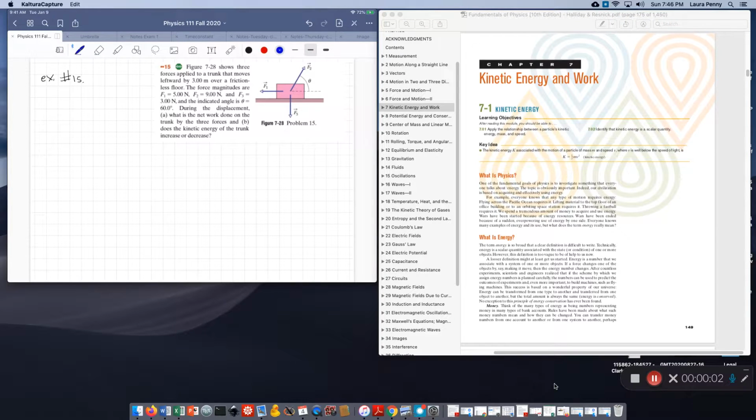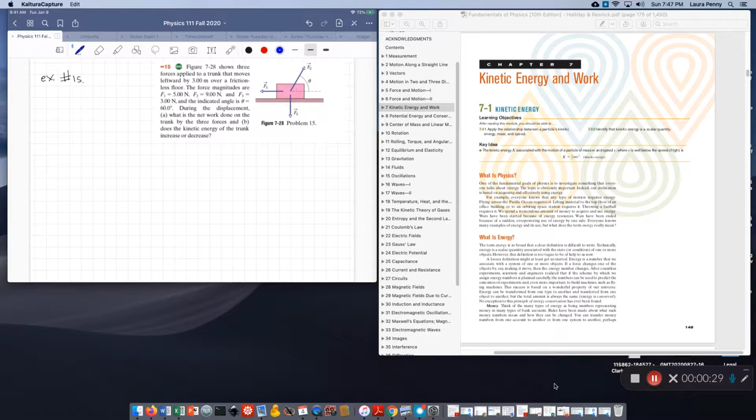All right, so let's do an example. I'm going to do number 15 from our textbook. And we're going to see what we can do with work and energy and what we know already. So it shows us a trunk, and there are three forces acting on the trunk, and we're going to just pretend like those are the only forces. Don't get worked up about the fact that there doesn't seem to be a normal force.